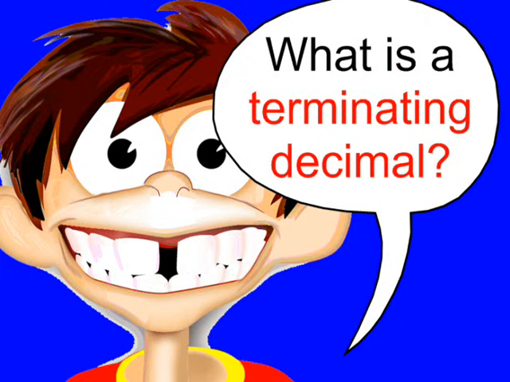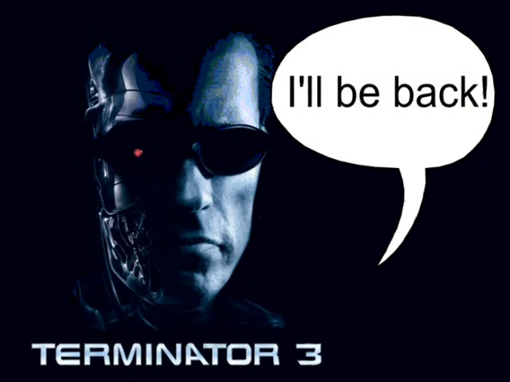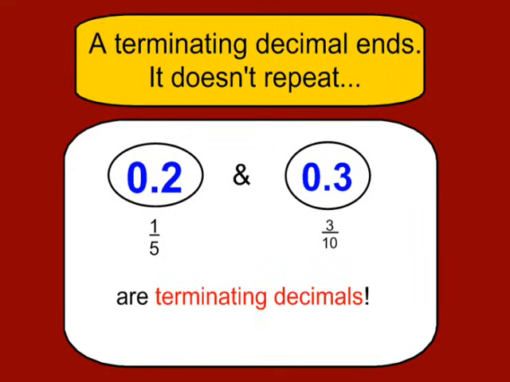And when you divide, you're going to get one of two types of decimals. You're going to get a terminating decimal, or you're going to get a repeating decimal. So what is a terminating decimal? A terminating decimal, it ends. So 1/5 is a terminating decimal because when you divide 1 by 5, you get 0.2. It ends. And 3/10 is also a terminating decimal because it ends. It would be 0.3.